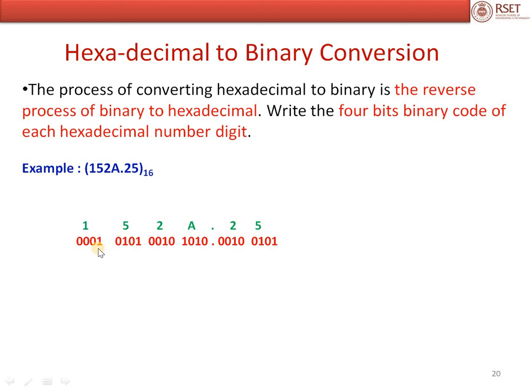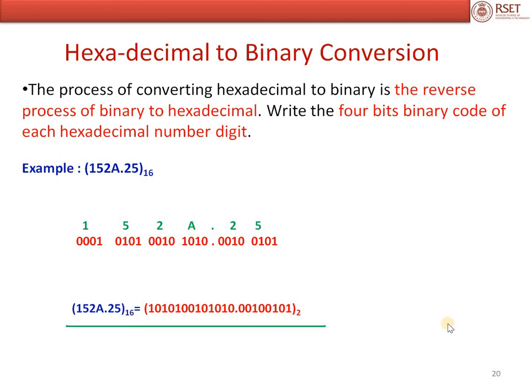1 means 0001, 5 means 0101, 2 means 0010, A is 1010, like that. And this is the corresponding binary value. And this leftmost 0 need not be considered. And this is the corresponding conversion from hexadecimal to binary.